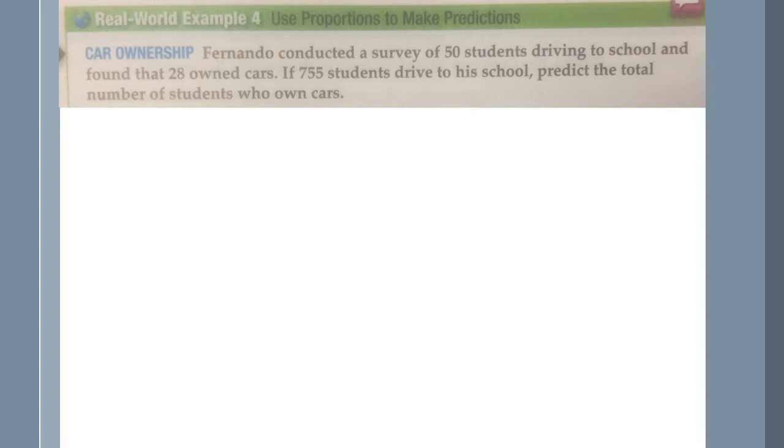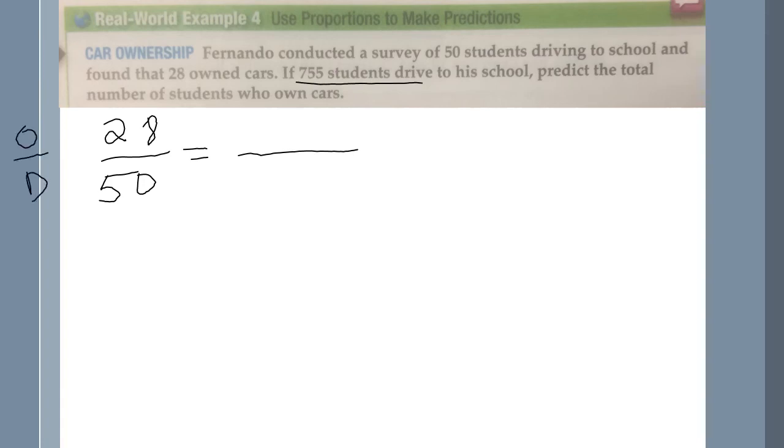So the initial thing we're going to do is owners out of drivers, right? Owners to drivers. So 28 over 50 is equal to, now they say 755 drive to school, right? So it's, remember, owners over drivers.